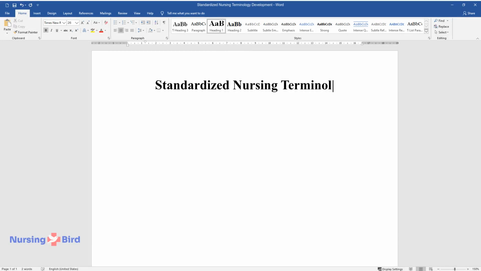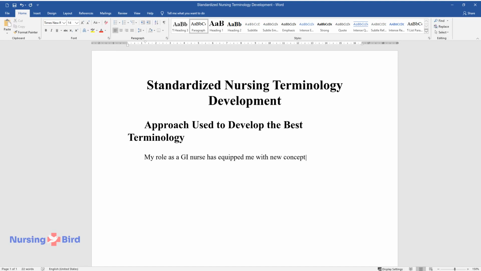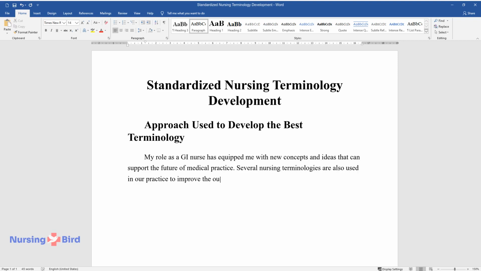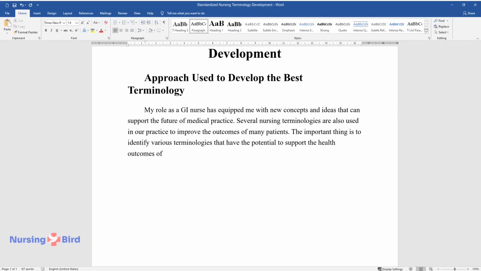Standardized nursing terminology development. Approach used to develop the best terminology. My role as a GI nurse has equipped me with new concepts and ideas that can support the future of medical practice. Several nursing terminologies are also used in our practice to improve the outcomes of many patients. The important thing is to identify various terminologies that have the potential to support the health outcomes of many patients.